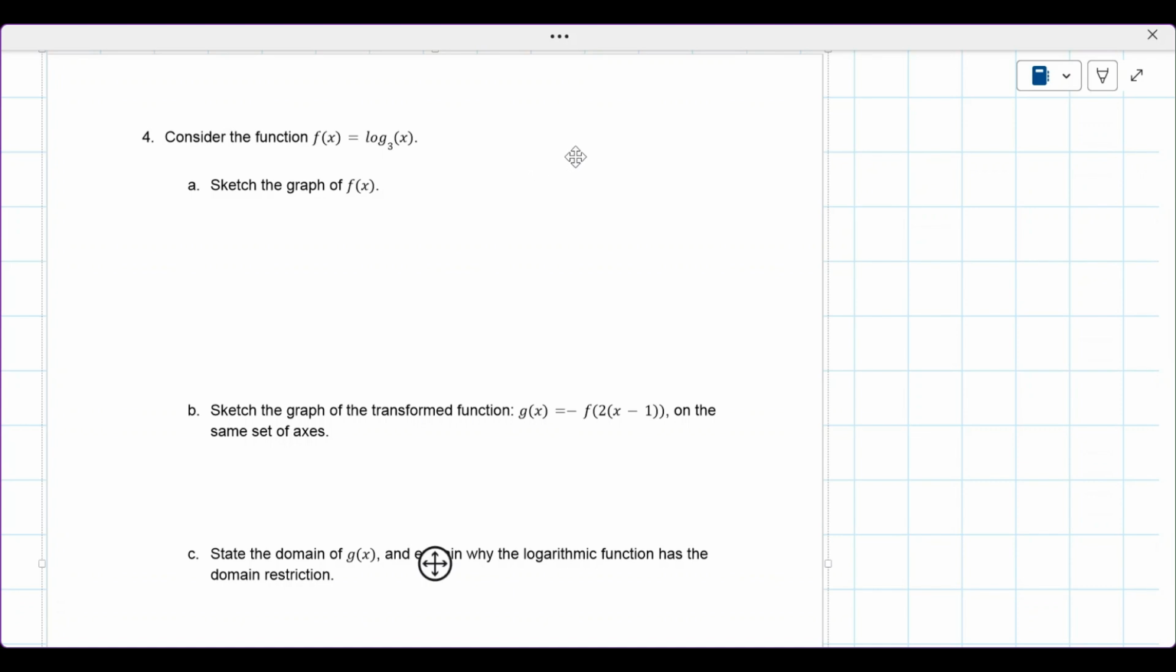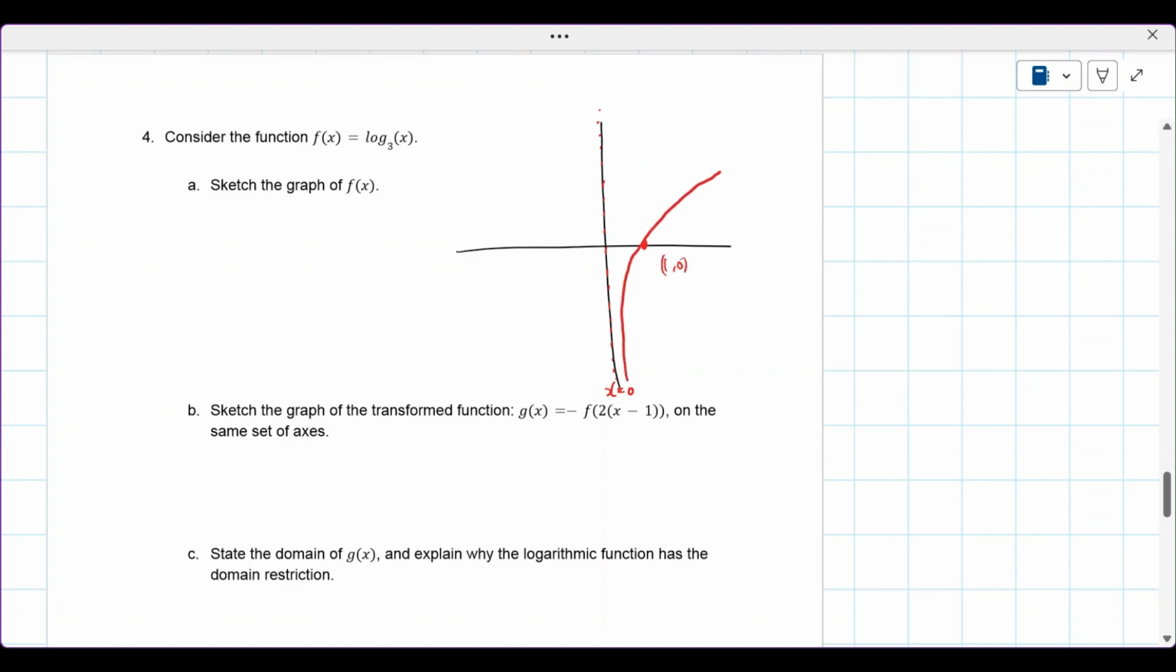Remember that I told you multiple times that when you draw the graph of a logarithmic function, the key information that we need to always include is the vertical asymptote. That is, x equals 0 is the vertical asymptote. And also we have an x-intercept at (1, 0). And the shape of the graph looks like this. So that's the graph of f of x, log base 3 of x.